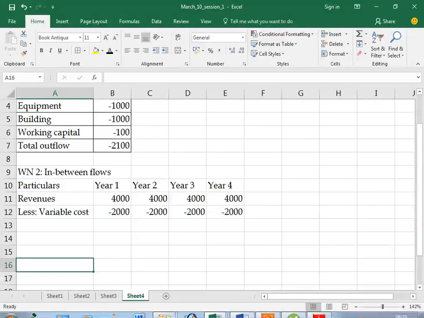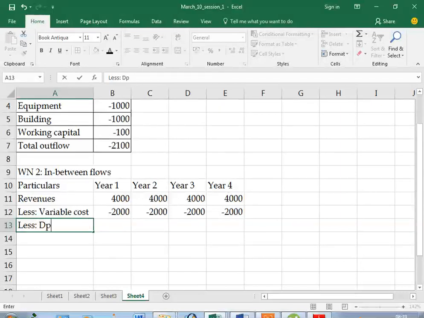That is irrelevant. It would have come in step 1 itself. It's already paid, it's irrelevant. Value of equipment and all is given, so straight away now we go to depreciation. Less depreciation.